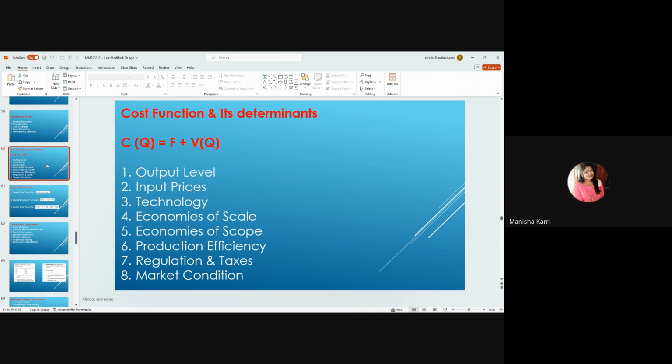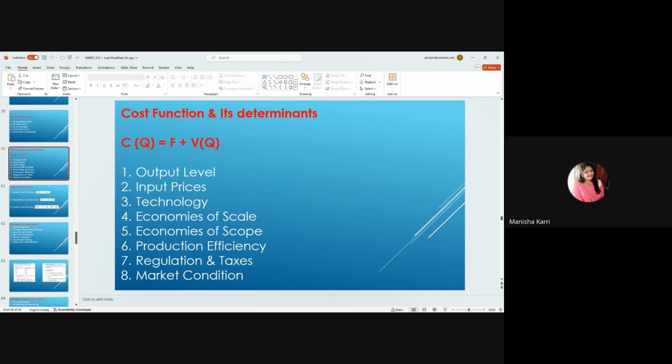It is very crucial in understanding how costs behave and in making decisions about pricing, production levels, and profitability. This is the mathematical function of the cost function: C(Q) = F + V(Q). Here C(Q) represents the total cost as a function of output Q.